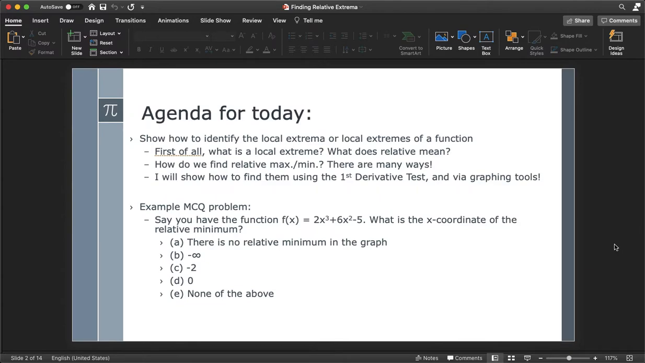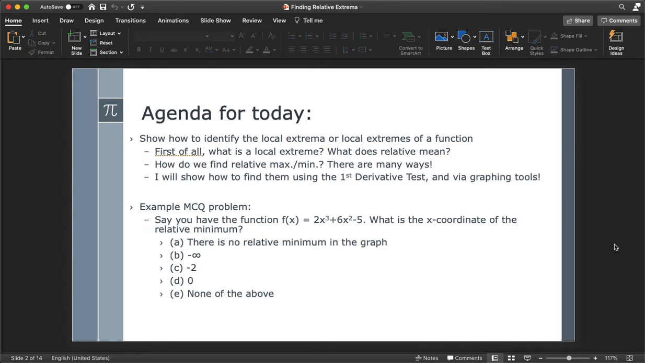The agenda for today is I'm going to show how to identify the local extrema, or local extremes, of a function. These are usually called relative maximums or minimums. So first of all, let me answer the question: what is a local extreme?